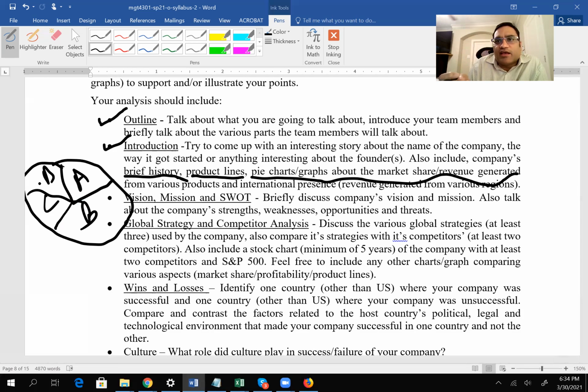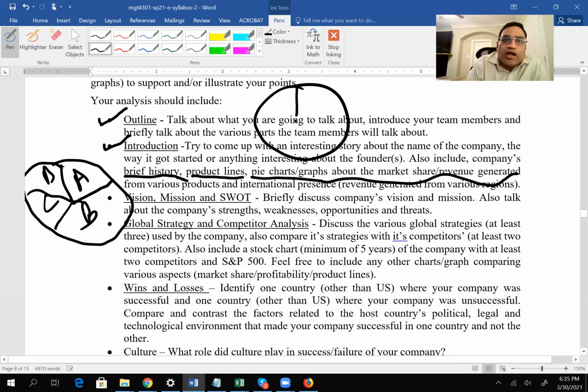And so they could be making, let's say, appliances. That's another product line, could be making parts for aircraft and things like that. So you're doing that. And another graph or pie chart for where do they make their money. So this could be US, this could be EU, this could be Asia Pacific, and so on and so forth. So make sure you include 2 pie charts. Okay.